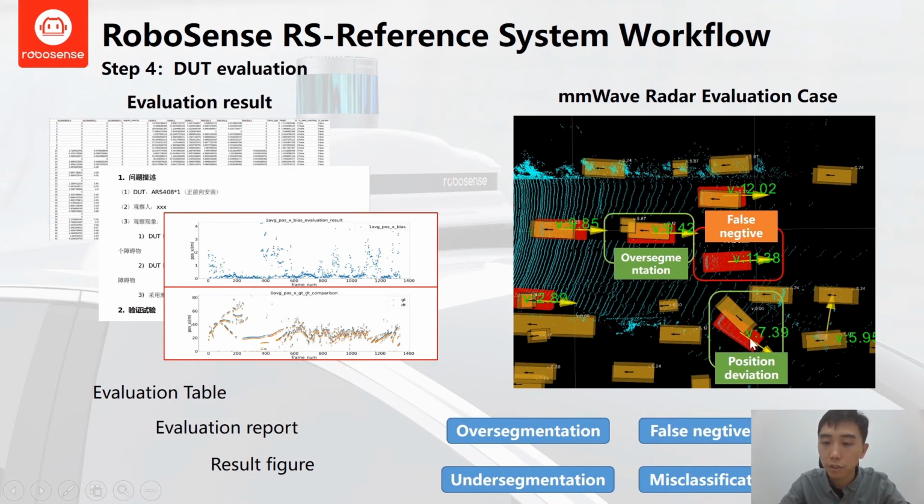For this one is the position deviation. So actually you can see this car is leaving the highway and the position of the radar shows a very big error here. So actually all these problems can be detected using the reference system. And also it can help the operator to find these problems: the over-segmentation, false negative, false positive, position deviation, misclassifications. All these problems can be found by the reference system.